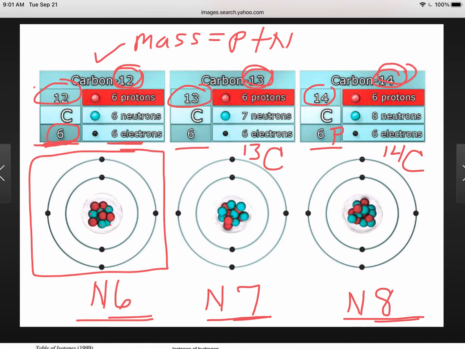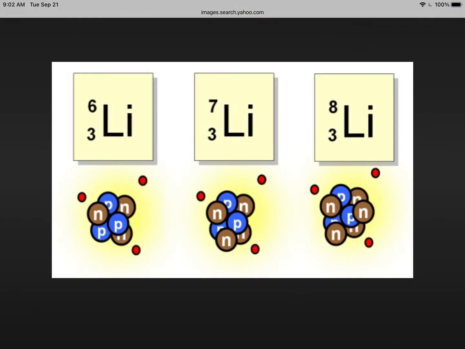Are we okay so far? Okay, and that's the difference between an ion and an isotope. The ion changes the electrons. The isotopes change the neutrons. And so those neutrons change the mass. All right. We all done with this frame? Yes? Okay. So now let's do an example.